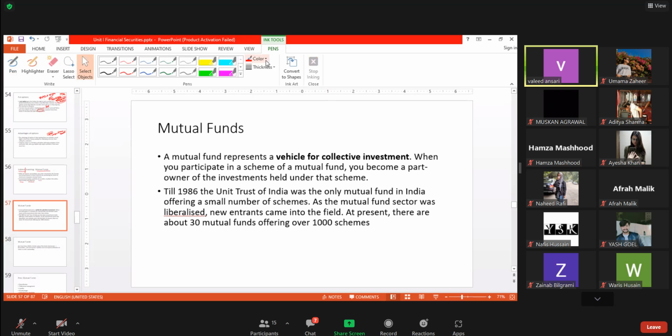Mutual fund is a vehicle of collective investment. Let us try to understand a mutual fund. You can say that investors are here, and these investors buy units. The mutual fund then makes investments on behalf of the investors.